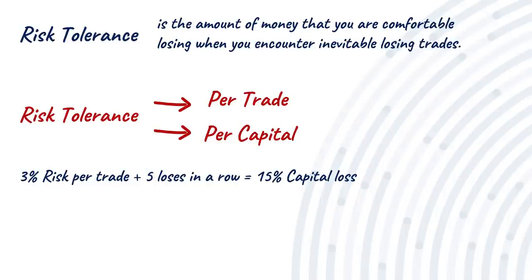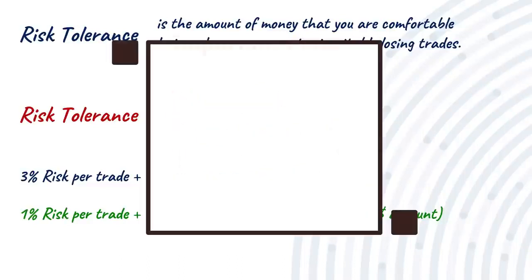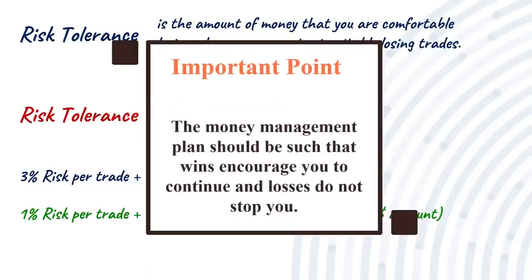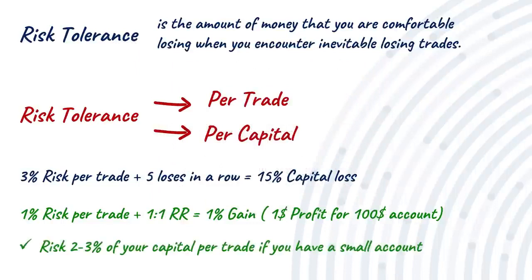But why don't we risk very small percentages? The amount of your risk on each trade determines the amount of gains as well. For example, if you have a small account and you risk 1% per trade and your risk-to-reward ratio is 1 to 1, you will gain 1% per trade. And if it does not satisfy you after all of the hard work you put into the trading, you will get discouraged. As a result, your money management plan should be such that wins encourage you to continue and losses do not stop you. If I was a beginner and I had a small account, I would probably risk 2 to 3% of my capital per trade.